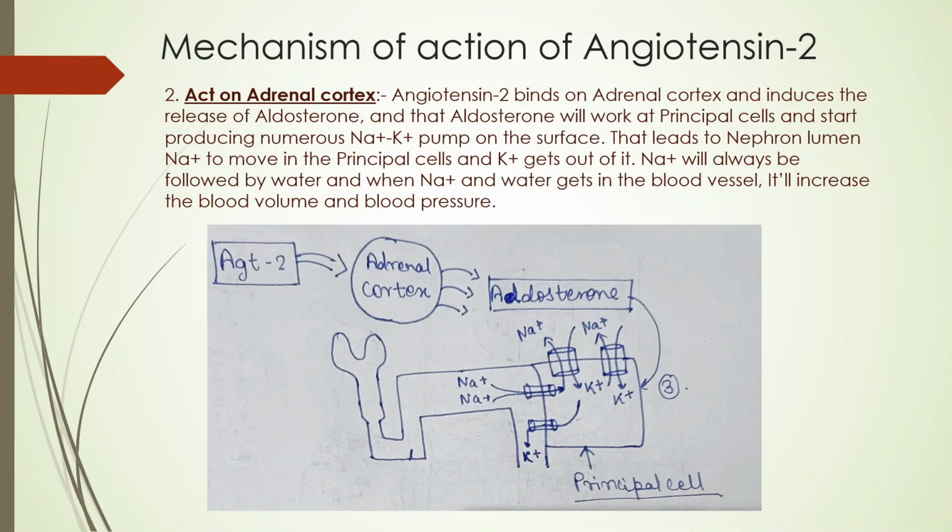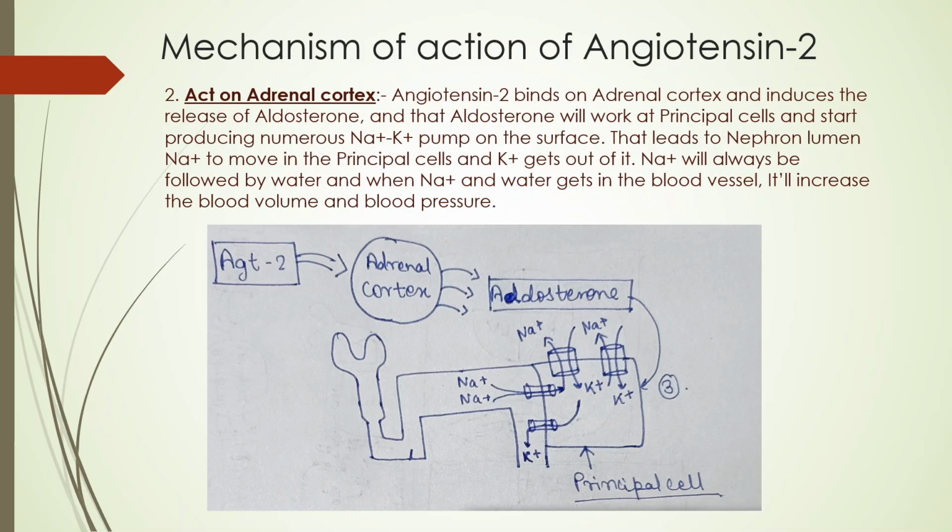Alright, so the next mechanism is when angiotensin 2 binds with the adrenal cortex, and that will cause the release of aldosterone, and that aldosterone will bind with the principal cells of the nephron. It will start producing sodium-potassium pumps on the surface of principal cells. So just a quick revision on what sodium-potassium pumps are. The sodium-potassium pumps are an antiporter, meaning 3 sodium ions will go out of the cell and 2 potassium ions will get inside the cell, and aldosterone will do exactly that.